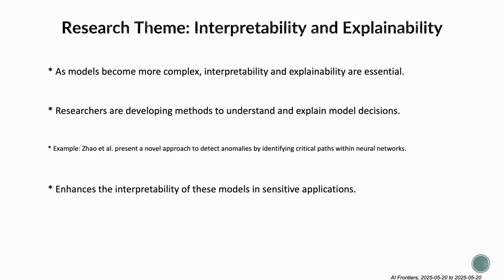As machine learning models become more complex, there is a growing need for interpretability and explainability. Researchers are developing methods to understand and explain the decisions made by these models. The paper, Anomaly Detection Based on Critical Paths for Deep Neural Networks, presents a novel approach to detect anomalies by identifying critical paths within neural networks. This enhances the interpretability of these models, essential for building trust in AI systems, especially in sensitive applications like finance and healthcare.